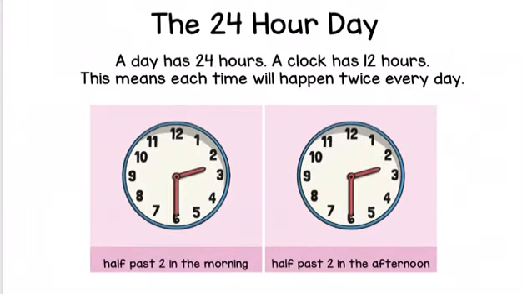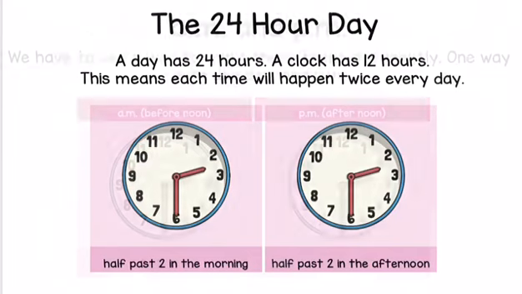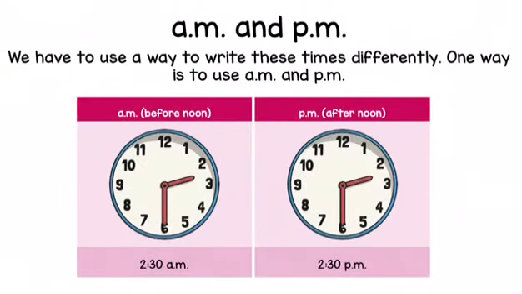So as you hopefully know, one day has 24 hours in it. However, a clock only has 12 hours on it, which means each time will happen twice every day. So you'll have 2:30 in the morning and 2:30 in the afternoon. Now, the way that we usually write this is using AM, so before noon, and PM, afternoon. So you could have 2:30 AM if it was 2:30 in the morning, and 2:30 PM if it was in the afternoon.